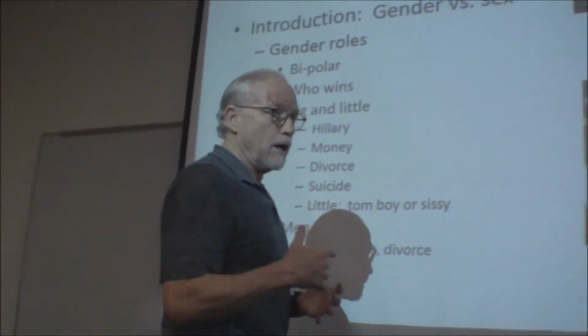But notice something about that description is that it is what's called bipolar. Bipolar means if men are strong, women are weak. If women are emotional, men are unemotional. That's a bipolar gender role organization. They are the opposite of each other.